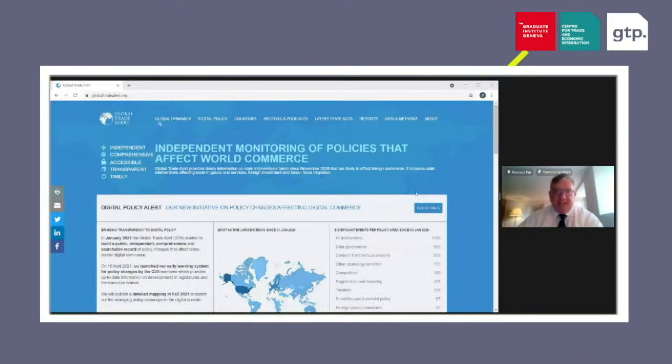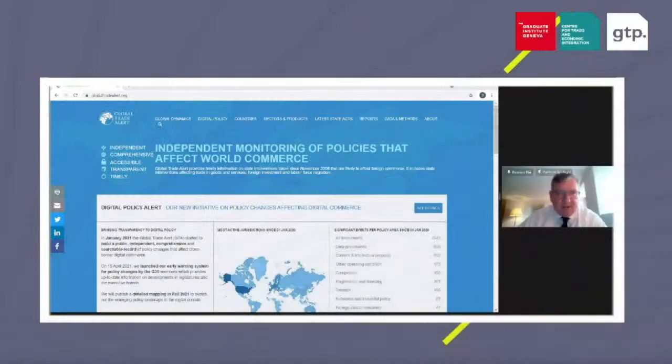If I've done this right, you should see our website now. The URL is being highlighted by my cursor here, globaltradealert.org. This is the opening page of our website, and I will take you through the different pages on the site which are useful. So let me begin by turning to the Global Dynamics page, which summarizes the overall policy dynamics that we observe.